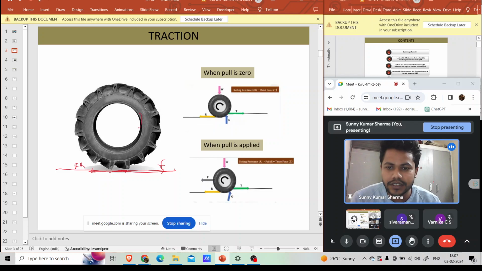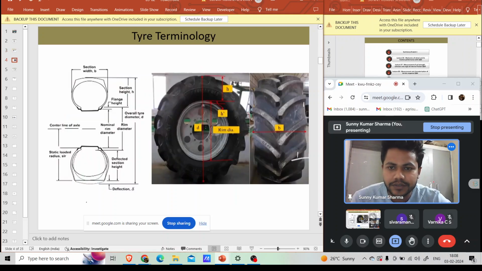As the torque is applied, this phenomenon happens, and a ground reaction is also developed in the soil. Suppose some weight is coming here. So this thrust minus rolling resistance is nothing but pull. When there is no pull, this thrust is balancing the rolling resistance, and when the pull is applied, thrust minus rolling resistance is pull. The pull which we generate is the main thing in traction, which we discussed last week.